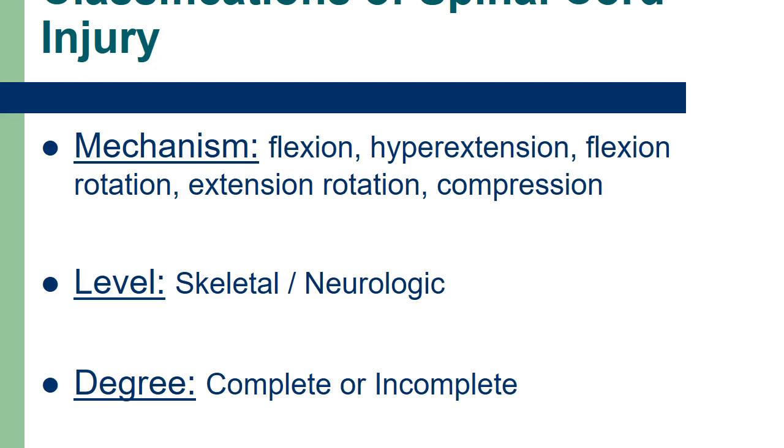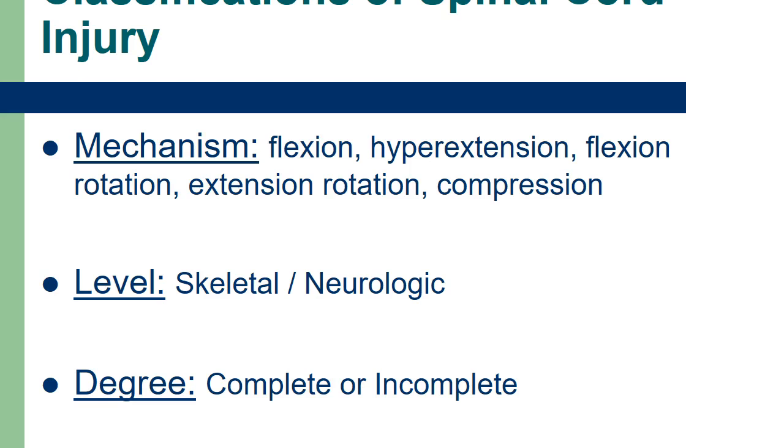Then there is a level of injury, and that's a skeletal level of injury. So is it a cervical? Is it thoracic? Is it lumbar? So you'll hear somebody say, I had a C6 spinal cord injury. So it's the cervical and the 6th spinal column. So that is the level. And then degree is complete or incomplete. Complete meaning the cord has been severed.